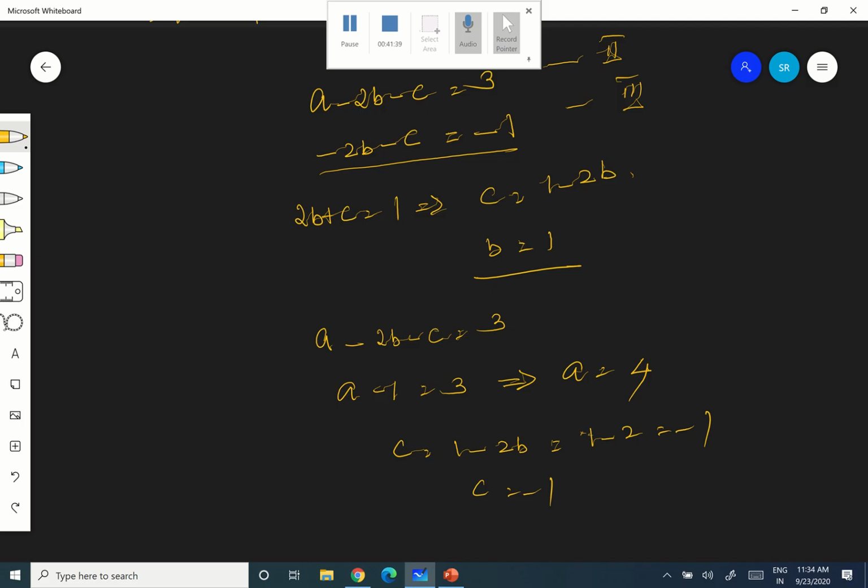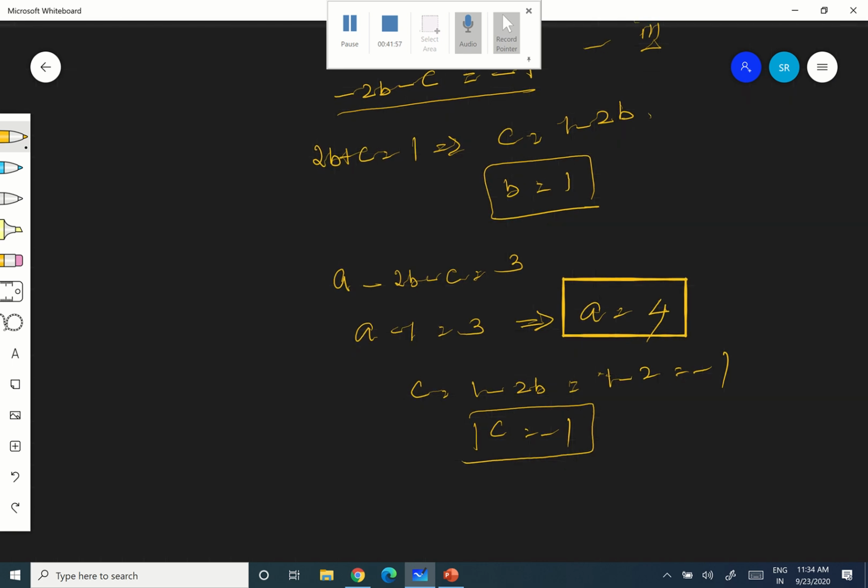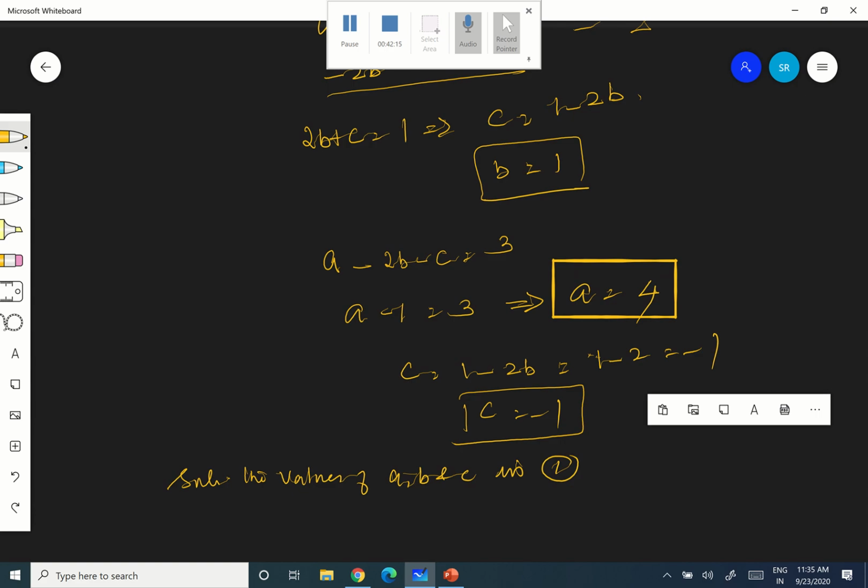Therefore A is equal to 4, B is equal to 1, and C is equal to minus 1. Knowing all this, you have to substitute the values of A, B and C in equation number 1. Therefore, what is given here? A is 4, B is 1 and C is minus 1.